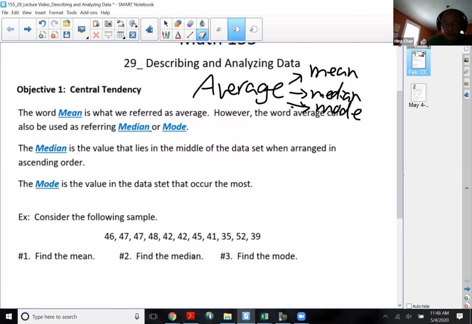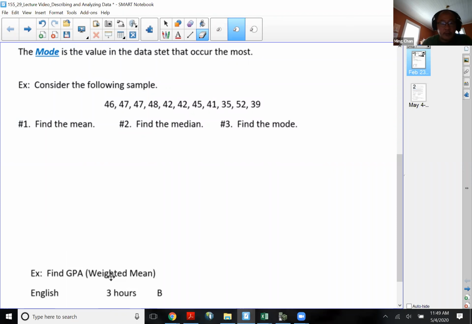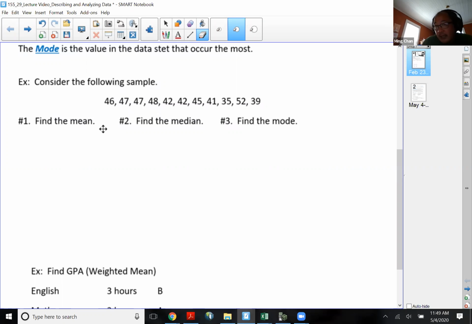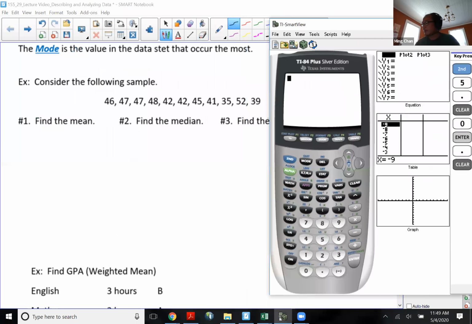So let's go ahead and do this. I think I'm using these numbers again in a little bit. I would like us to figure this out: find the mean. Mean is just like the word average. We add them all up and divide by how many we added. Just make sure you don't type it in wrong. We're going to add them all up first. I'm going to put in my calculator: 46 plus 47 plus 47 plus 48 plus 42 plus 42 plus 45 plus 41 plus 35 plus 52 plus 39. Add them all up.